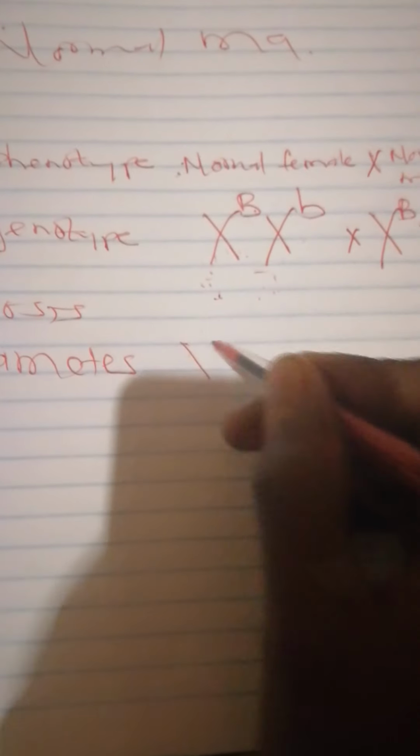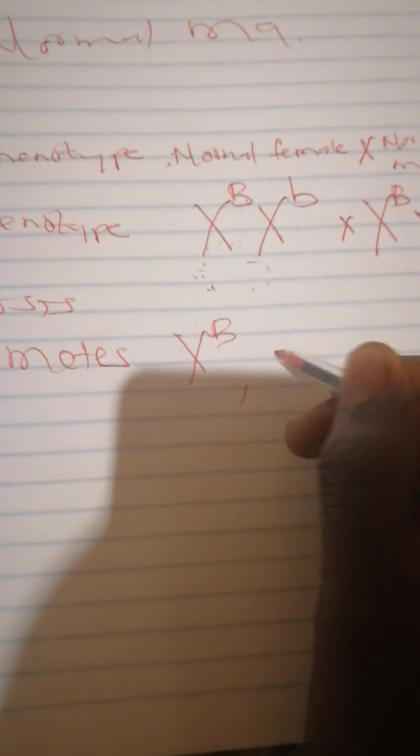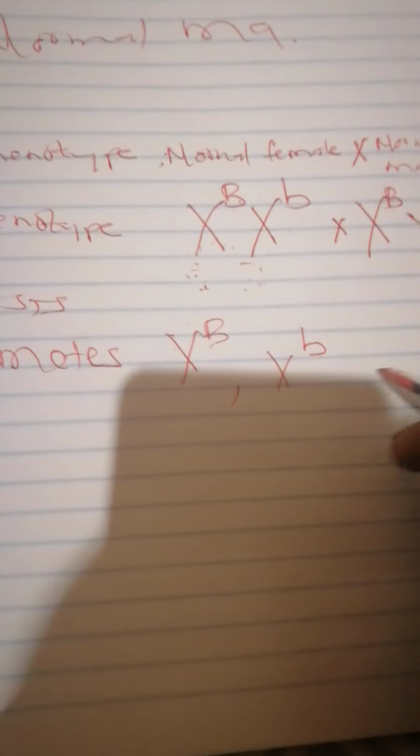Meiosis is occurring to produce gametes. Now, what are the gametes? Our gametes here are X^B, X^b, X^B, and Y. Remember, I said that you must use the commas here to show that meiosis has occurred.